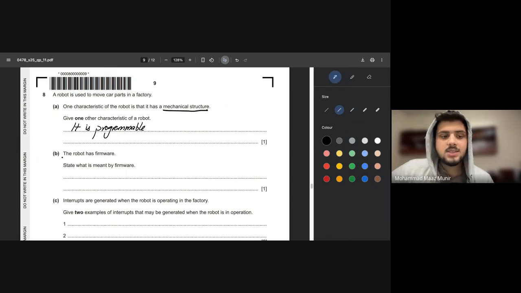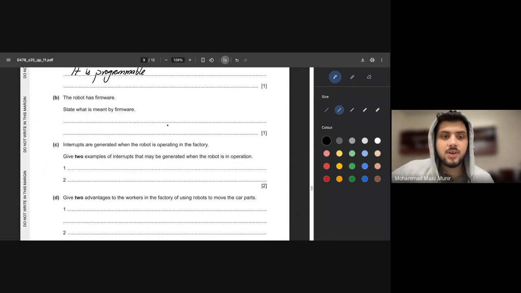Same. Then the second point says that the robot has firmware. And now we need to basically tell what a firmware is. So a firmware is basically some sort of permanent instructions that are programmed or stored in the ROM. So I can say that it is basically instruction that provides the operating system with a platform to run on. Or it can also be counted as a specific software or instruction that allows hardware to be controlled. So whatever point you write among all these will be a valid point.